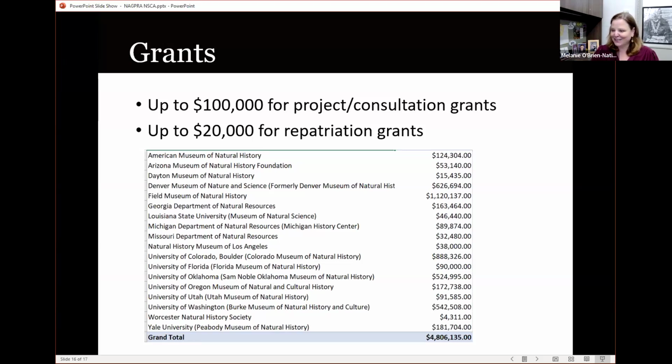And I just did a quick search of our grants for those that had the word natural in it. So it's not an exhaustive list, certainly, of museums that are connected to any of these organizations, but it's a quick snapshot of some of the museums that have the word nature or natural in their title that have been recipients of NAGPRA grants. And you can see there are quite some large sums there that different museums have been awarded to complete these requirements under NAGPRA.